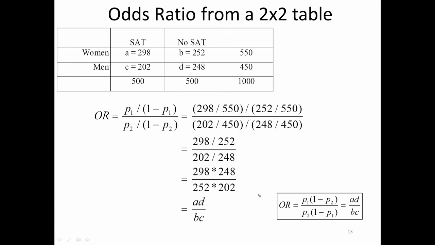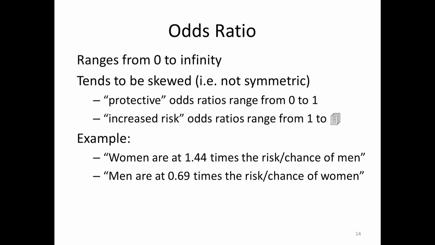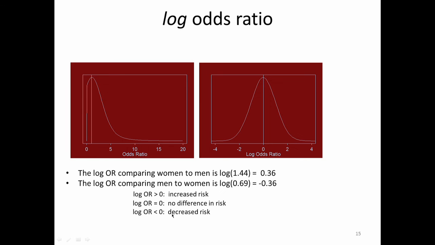So this is an important formula we need to remember. It ranges from 0 to infinity. In this particular case we got 1.44, so the numbers can be very, very large; it is not symmetric. When we have 0 to 1 it is protective, greater than 1 it is increased risk. So women are 1.44 times the risk with respect to the chance of men, and men are 0.69 times the risk with respect to the chance of women, in that particular example.